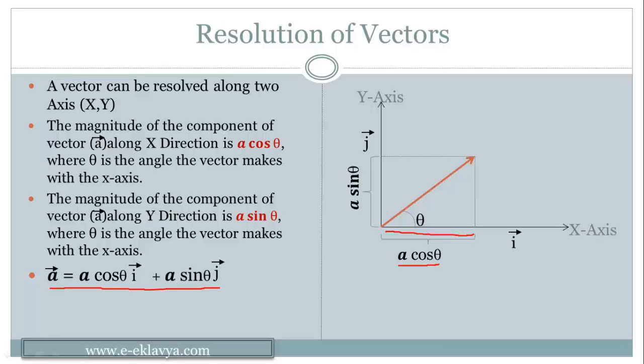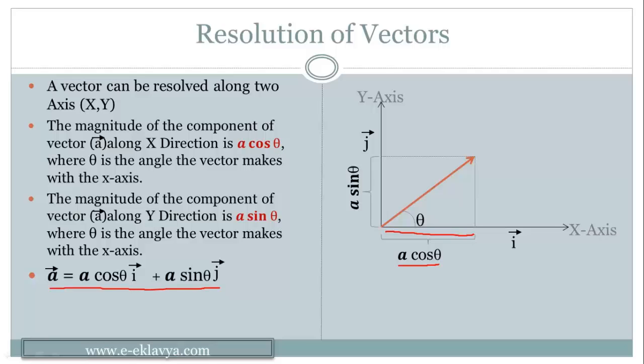Now if we have another vector called b which makes an angle alpha with the x-axis, we can resolve it in a similar fashion. If we want to find the sum of two vectors, what we can do is add the individual components. For the x-axis we can add, and for the y-axis we can add the magnitude part. So I hope you are getting a sense of why we are trying to resolve the vectors along two axes.